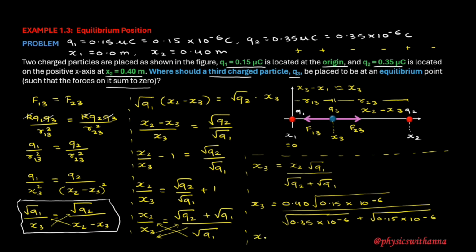And when you solve this, you get the position of charge Q3 to be equal to 0.158, which you can round off to 0.16 meter. So this is the position at which you will place the third charge such that it remains at equilibrium. That means the forces acting on it sum to 0.